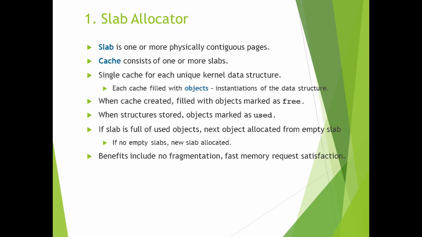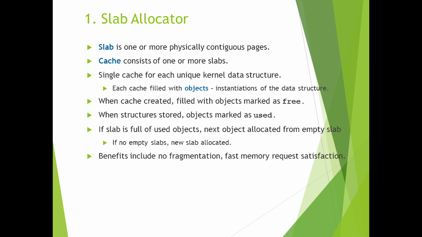The first one is slab allocation. The slab is a memory management mechanism used in the Linux kernel, and it is also used in Unix, to efficiently allocate memory for kernel objects. It is mainly designed to reduce memory fragmentation. It reduces the overhead associated with repeated allocation and deallocation, and improves performance.